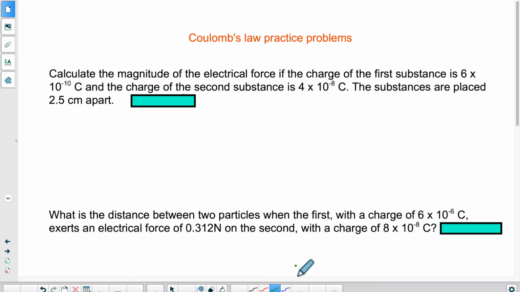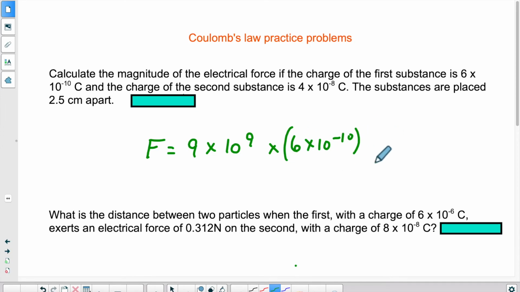So they want us to calculate the force. F is equal to 9 times 10 to the 9, the constant, times Q1. Q1 is 6 times 10 to the negative 10. I will put this in brackets just because there's a lot of times. Times the second charge, so this will make it clearer, 4 times 10 to the negative 8 Coulomb. This is in Coulomb. I will spare you the units for this.